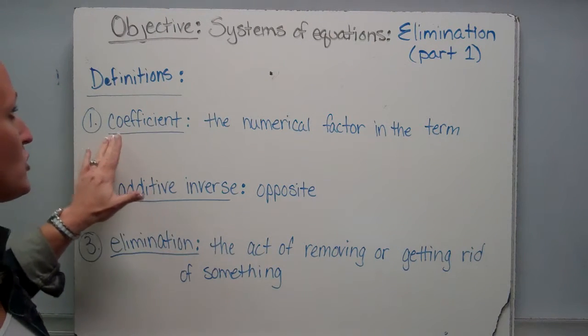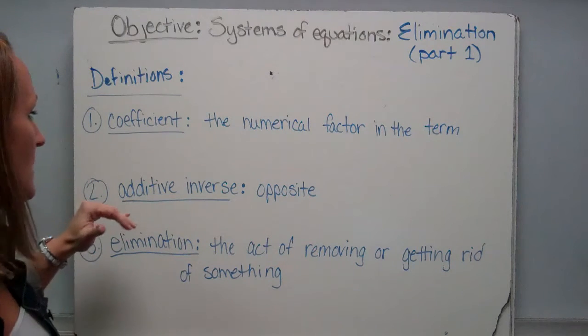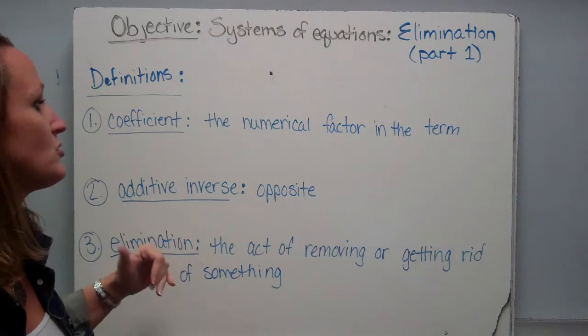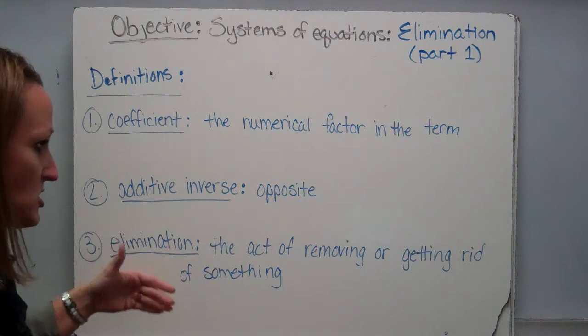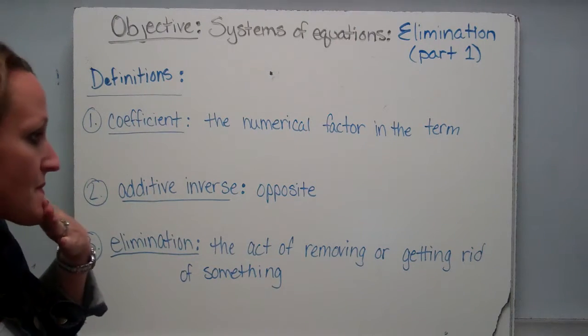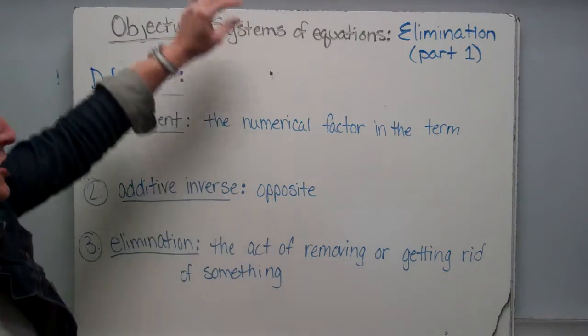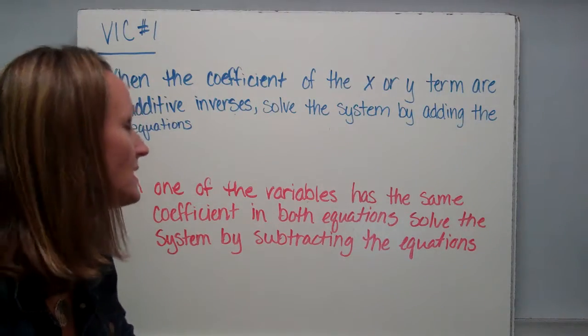Let's do some definitions. First is the coefficient, which is the numerical factor in the term. You should already know that. Also, the additive inverse, which is just the opposite of something. Also something you should already know. Now, elimination is the act of removing or getting rid of something. That is something new mathematically to you. So, elimination.